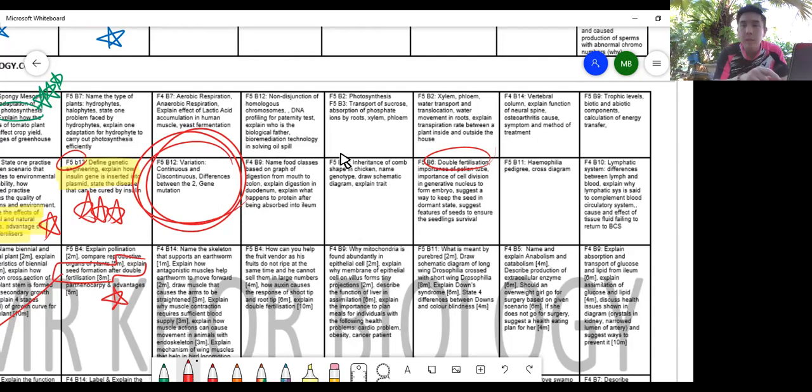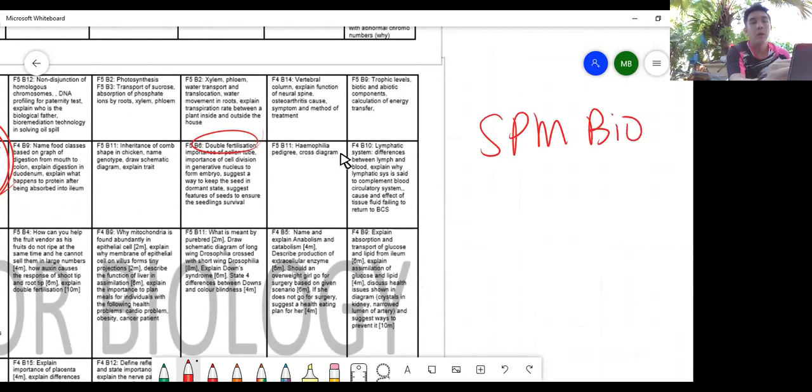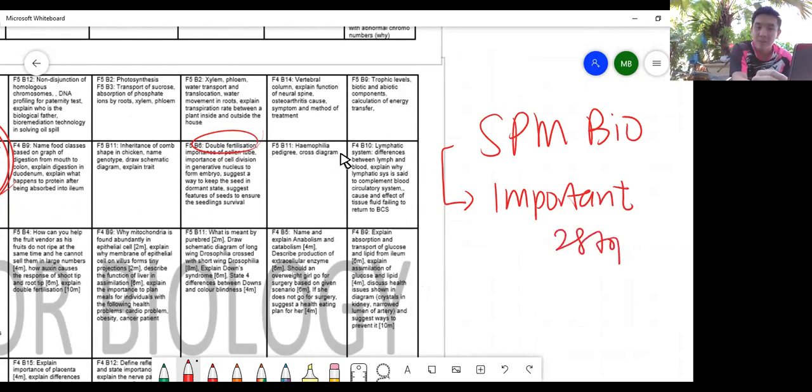Okay. Now, ultimately, if you are studying for SPM Bio, you have to know what is important. I believe this is a must because you have 28 topics. Any one of you who just reads reference books, you know it's impossible to cover everything. You must know what is important. This is where I come in to help you out a bit.